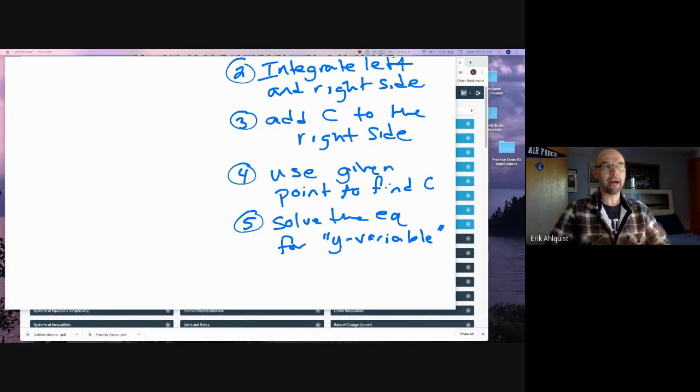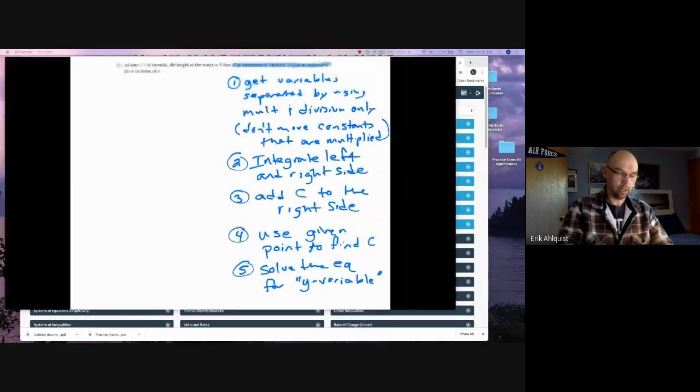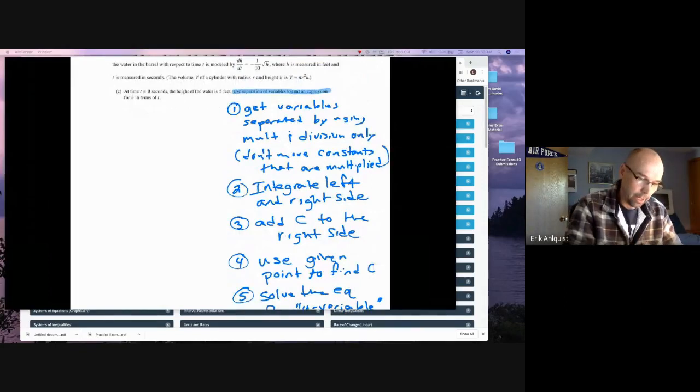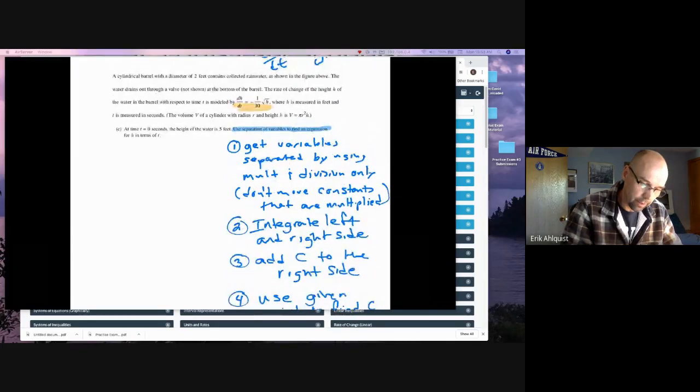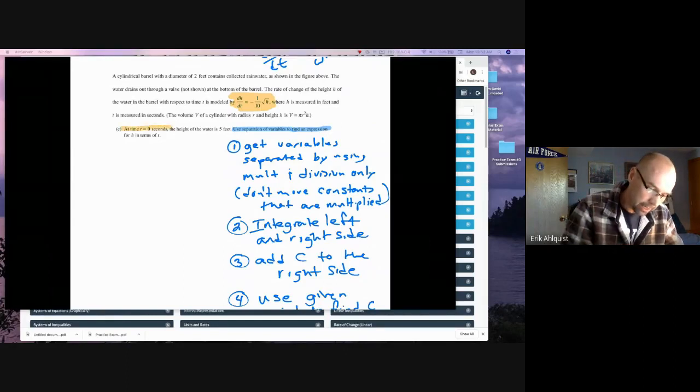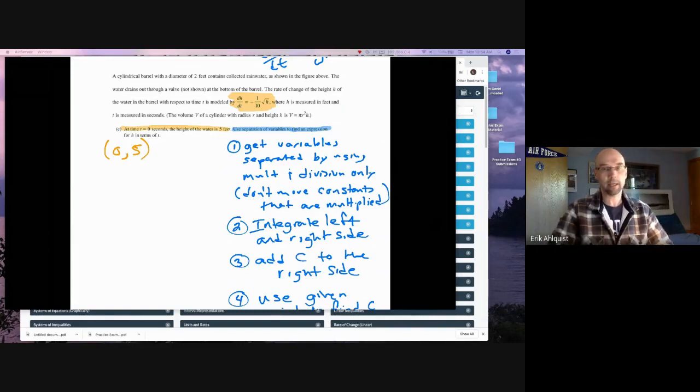So we're going to go through all five of these steps with this problem, and I'll try to do it over here on the side, so it's kind of in line. So in this, we're given this equation right here. That's the equation that we're supposed to separate. Now, if you look at it, at time t equals 0, the height of the water is 5. What they're giving us there is that point (0, 5). That's what we're going to use to find C.